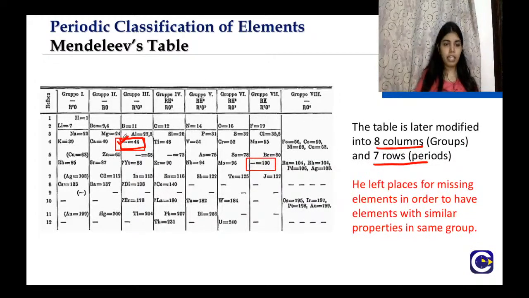So what he did, he said that some spaces are left in the periodic table, such as after aluminium one space is left, right? After bromine one space is left, right? So basically why did he leave the spaces? He said that these spaces are left because there will be a certain element which will be discovered in the future, which will have similar properties as that of the element which would be placed here, right? So he left spaces for the newly discovered elements.